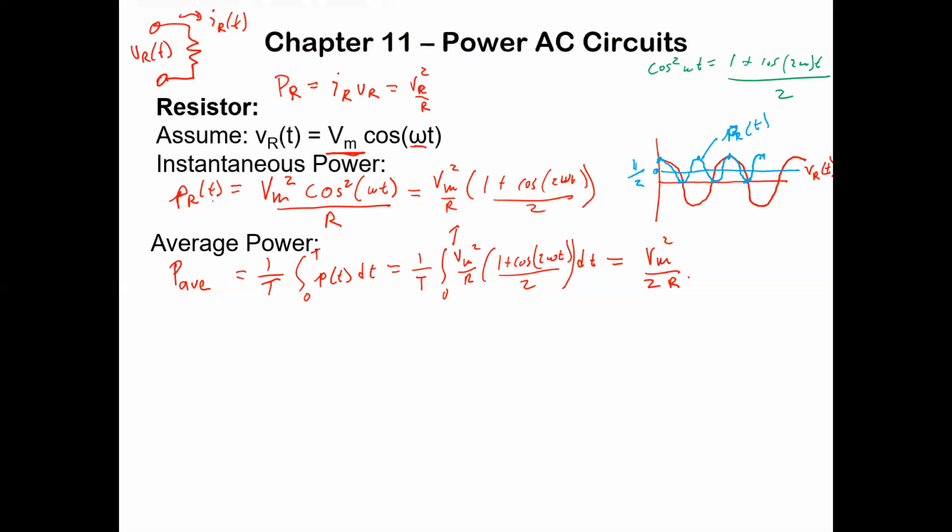Basically, it's the integral of 1/2 for T seconds divided by T, right? Well, the integral of 1/2 for T seconds, the area, is going to be T times 1/2, divided by T, which is just going to give you 1/2, right? So it's 1/2 of Vm squared over R, which we're multiplying it by.